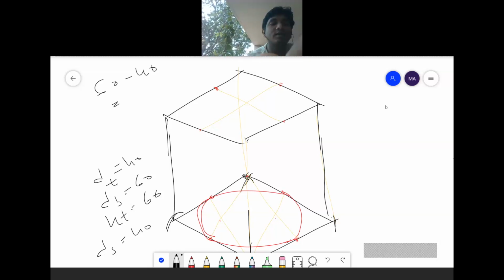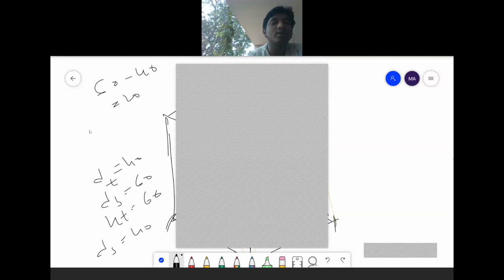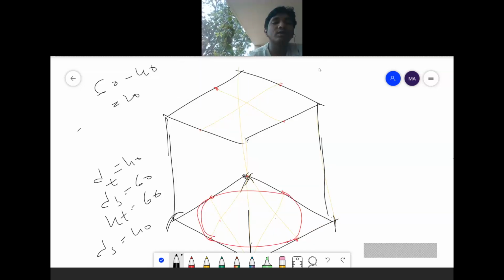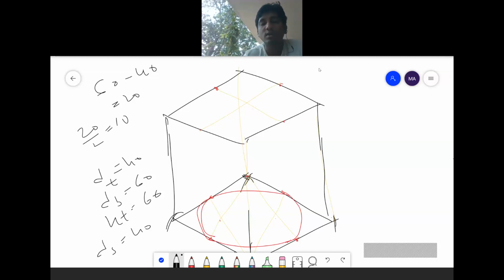60 minus 40, it is 20. Then 20 by 2 is 10 mm. So I will reduce 10 mm on each side. I am reducing 10 mm this side, 10 mm this side, 10 mm this side, and 10 mm this side.